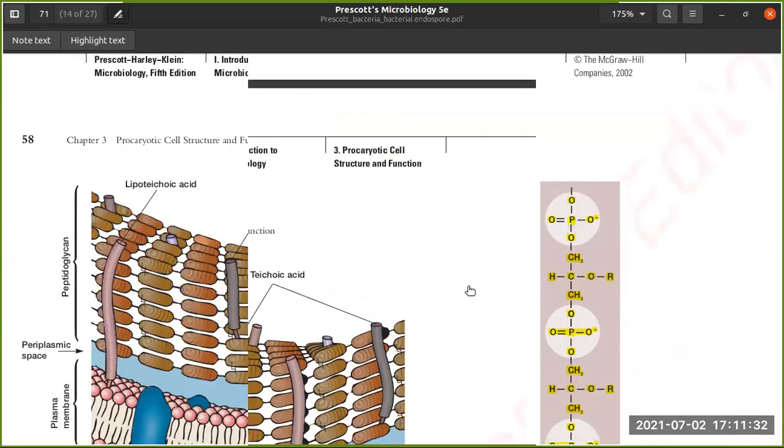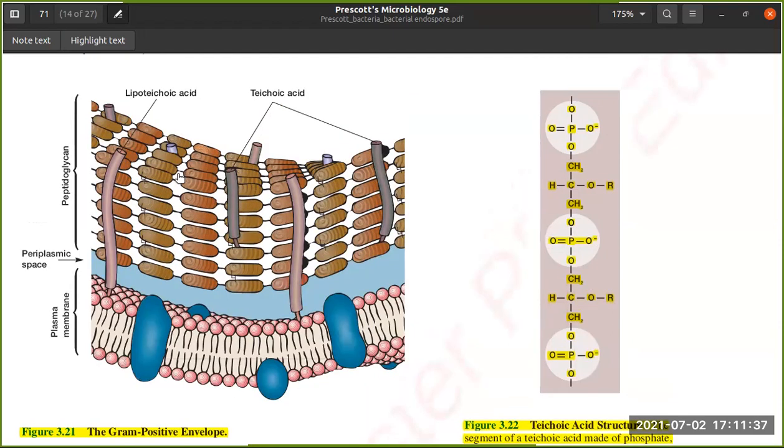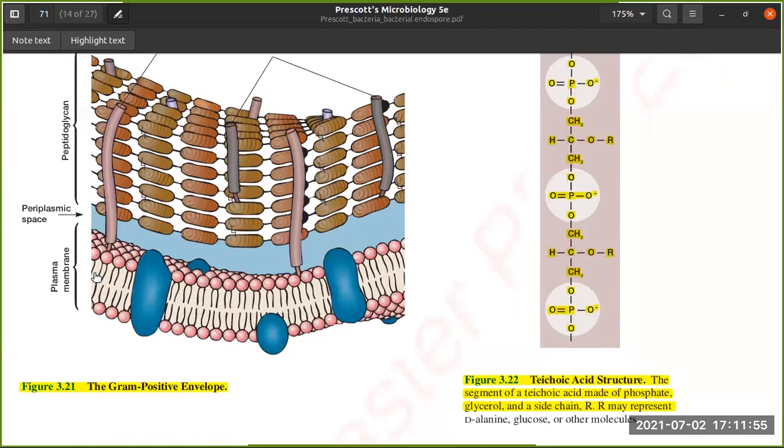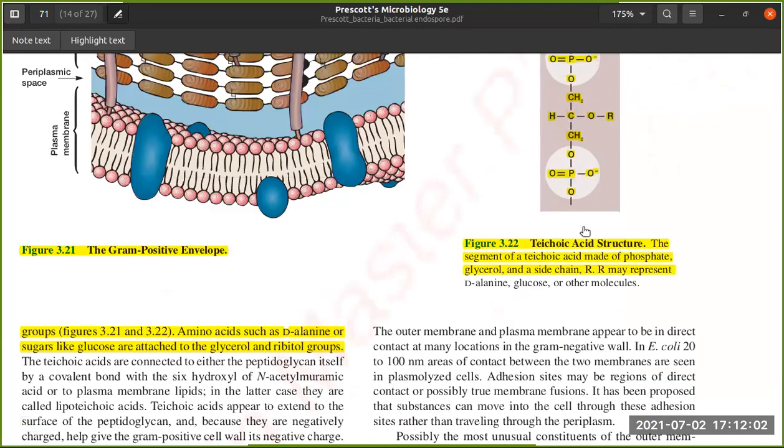Next part which you people need to study. Okay, the gram-positive envelope, it looks like this. The peptidoglycan has got teichoic acid and lipoteichoic acid. They are attached in this manner. Just look at the peptidoglycan molecules, they are attached like this, and you have this teichoic acid also present here. And this is the plasma membrane below. And this is the structure of teichoic acid which you have to practice.